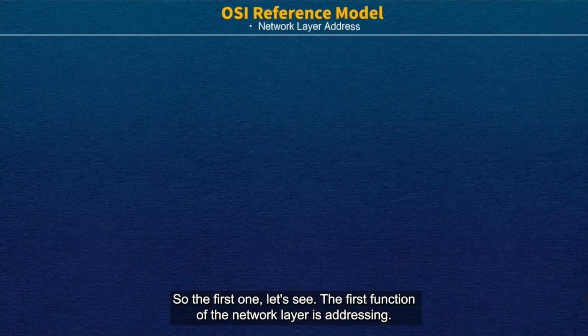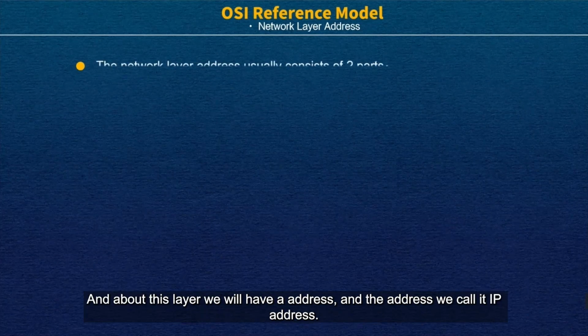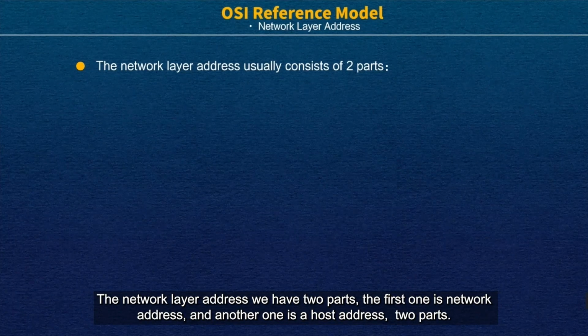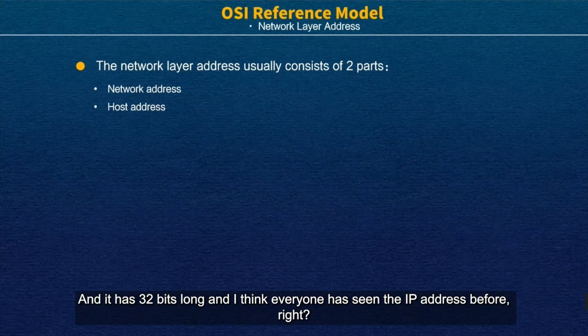So the first one, let's see. The first function of the network layer is addressing. And about this layer, we will have an address, and the address we call the IP address. The network layer address has two parts. The first one is the network address, and another one is the host address. Two parts, and it is 32 bits long.